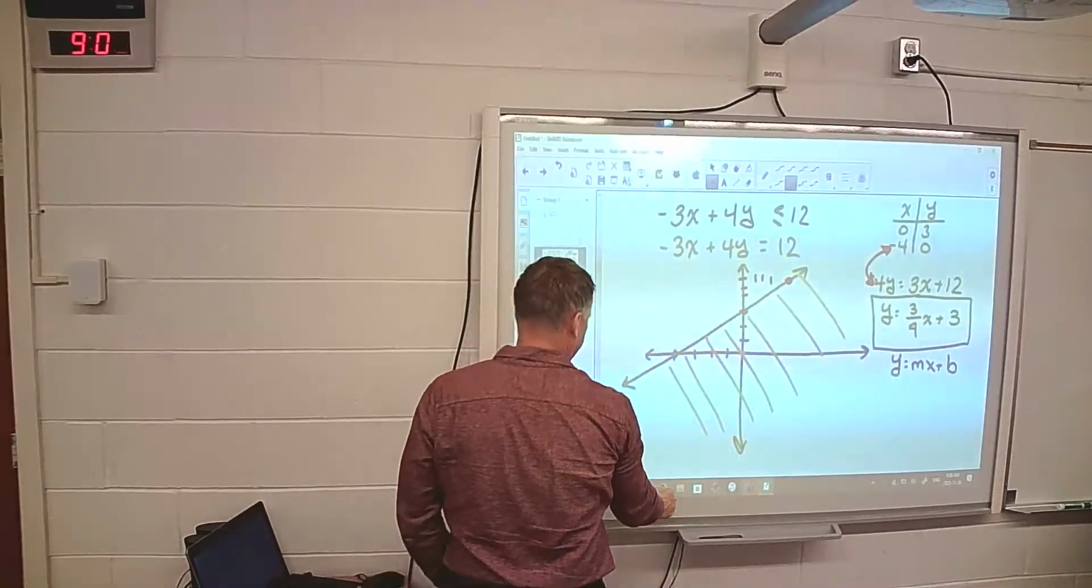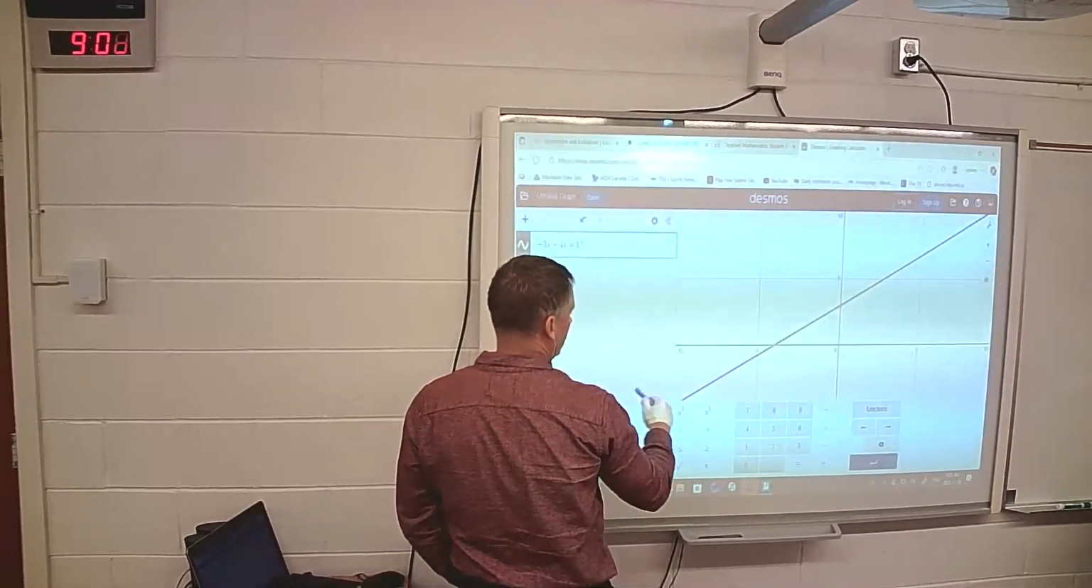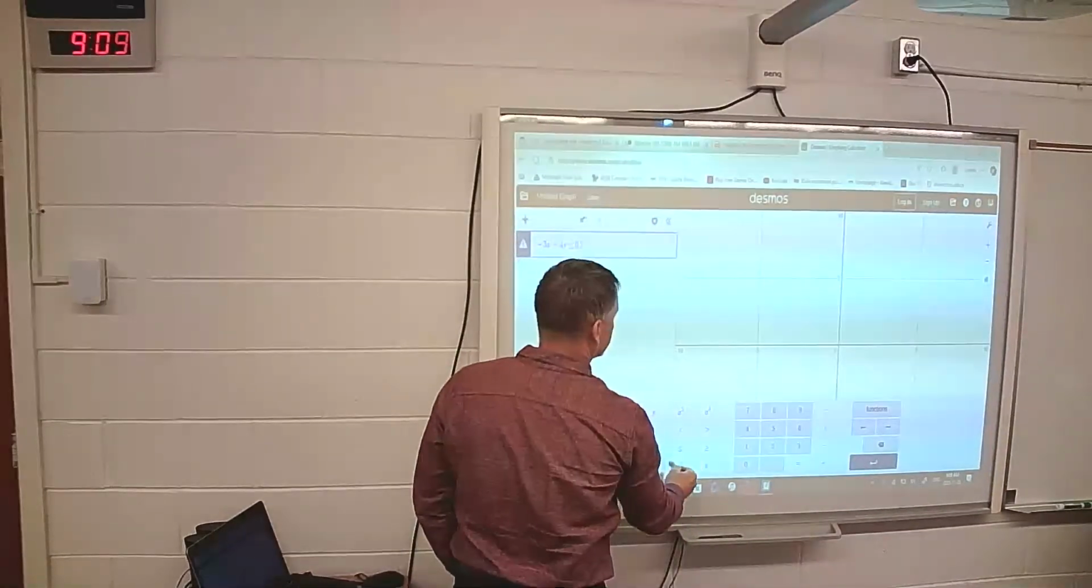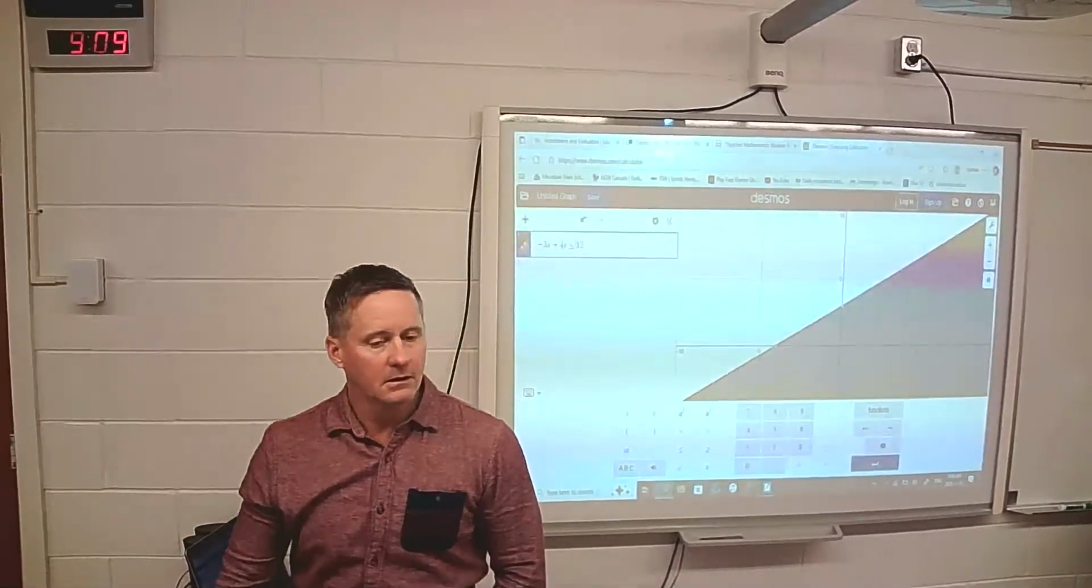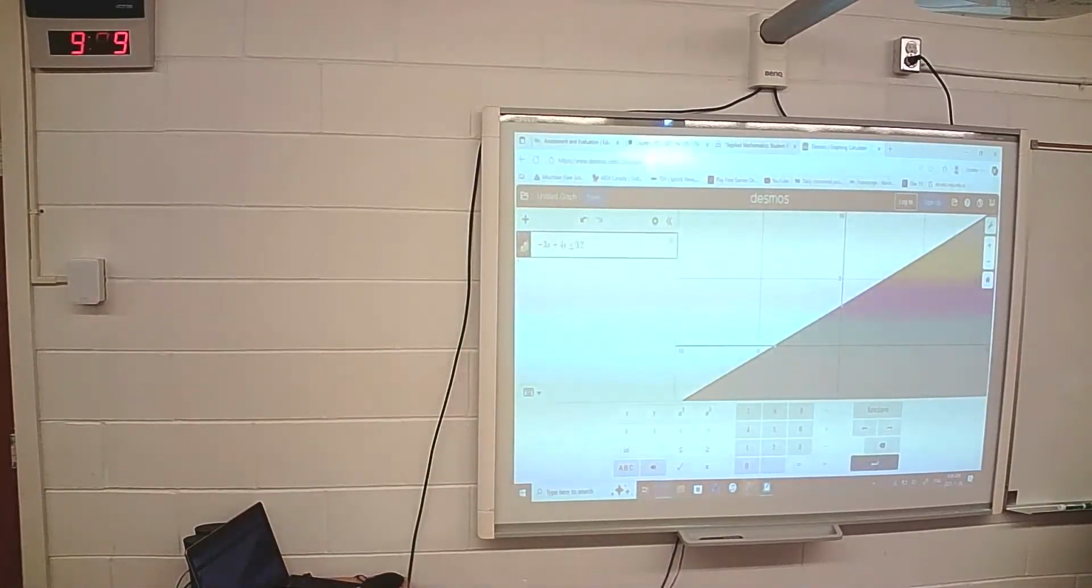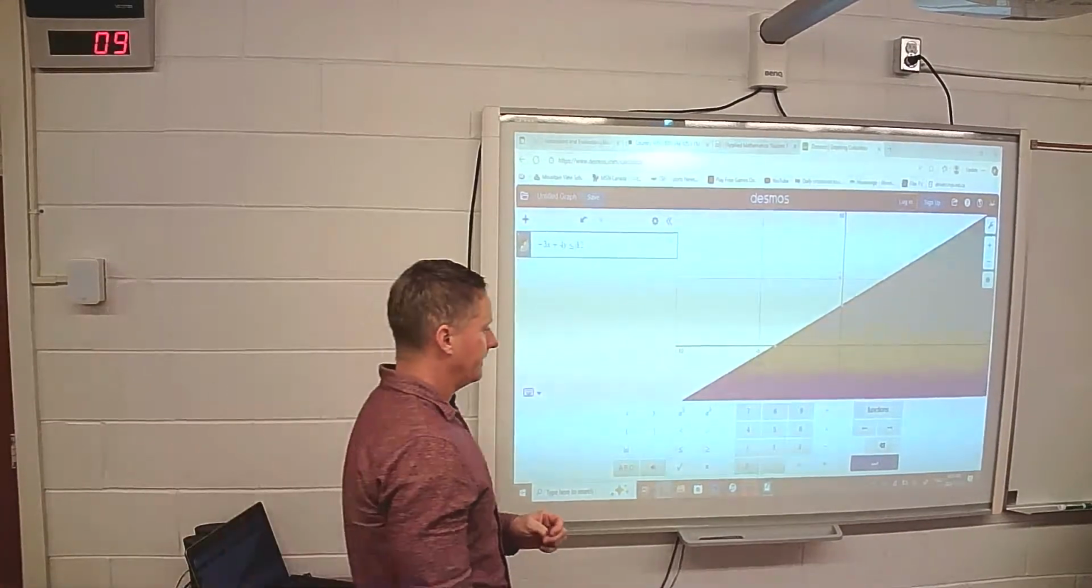So let's go back to Desmos then, and let's go to here, back this up, less than or equal to, et voila. There's the region. Now, if you pick any single coordinate in that shaded region and you substitute it into the inequality, it will always be true. Whatever the left side equals will always be less than or equal to 12. That's what a linear inequality is. Okay?